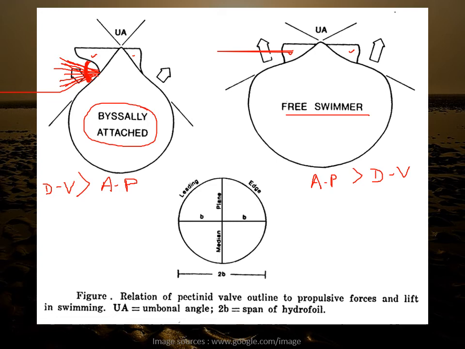This bivalve is a free swimmer, and it is a more efficient swimmer, which is identified by its greater anteroposterior length than dorsoventral length, the presence of two equal-sized auricles, and also an obtuse umbonal angle. In this case, the umbonal angle must be acute.